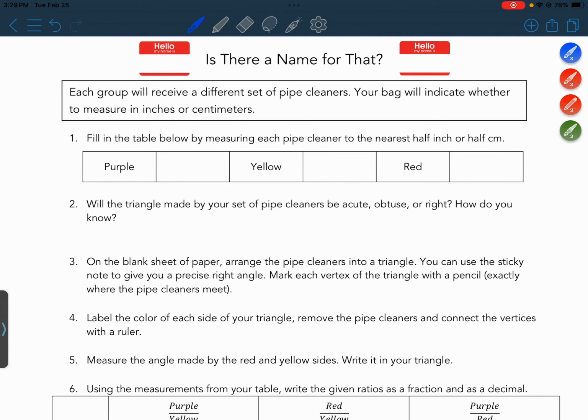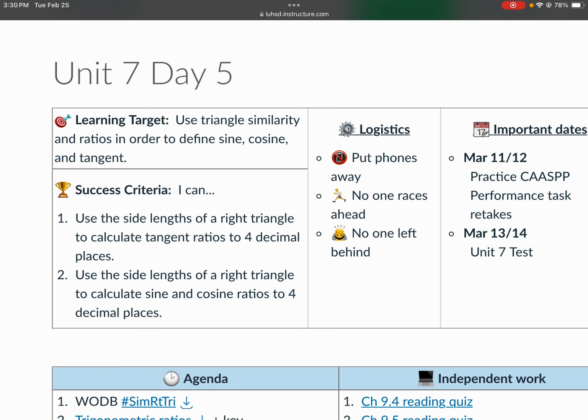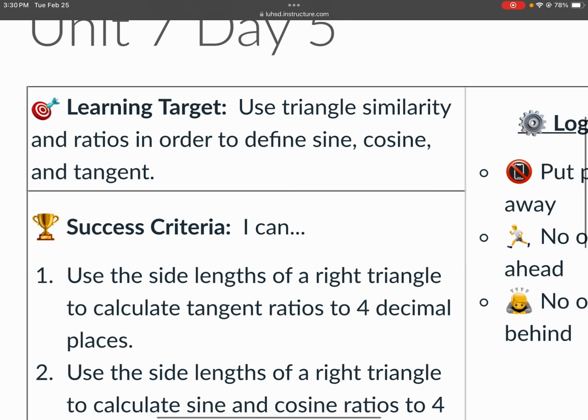Everyone, this video is going to go over the activity titled, "Is there a name for that?" Now before we start the activity, let's take a quick look at the learning target and the success criteria. So the goal today is to use some things we've already learned, like triangle similarity and ratios, in order to define a couple new terms, so sine, cosine, and tangent.